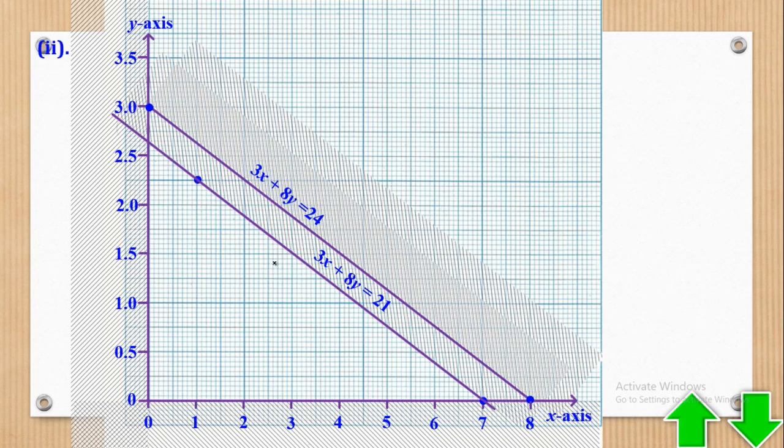So this part enclosed by all these lines is what we call the feasible region, and it's the one we use to get what is required, either minimum or maximum profit.